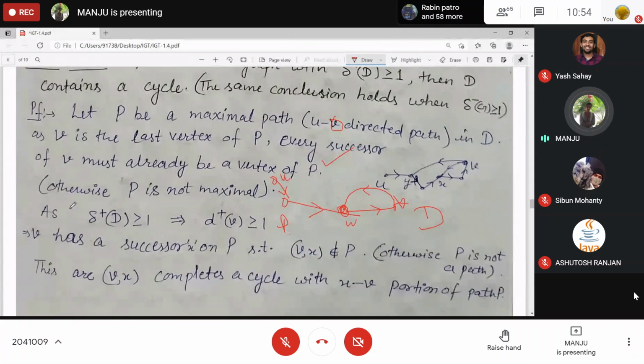Now, for every vertex with minimum degree, we have at least one edge coming out of every vertex. Clear? That means if the minimum degree is greater than or equal to 1, then the out degree in general will also be at least 1, right?